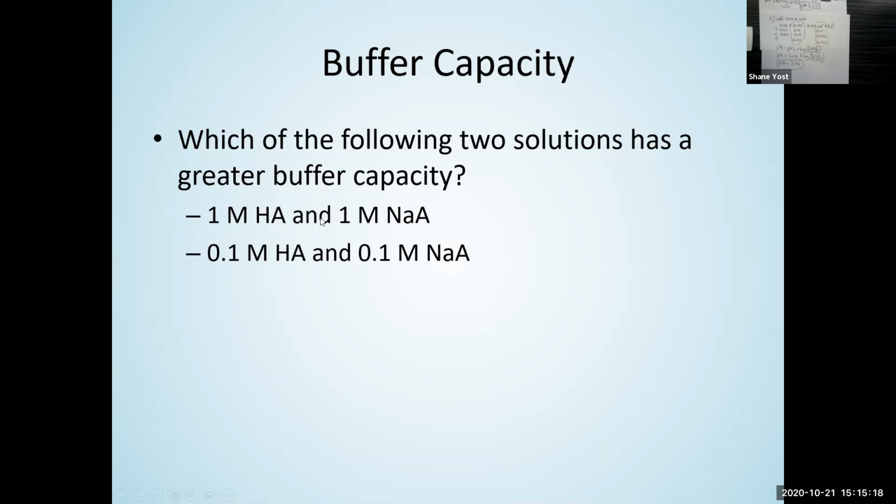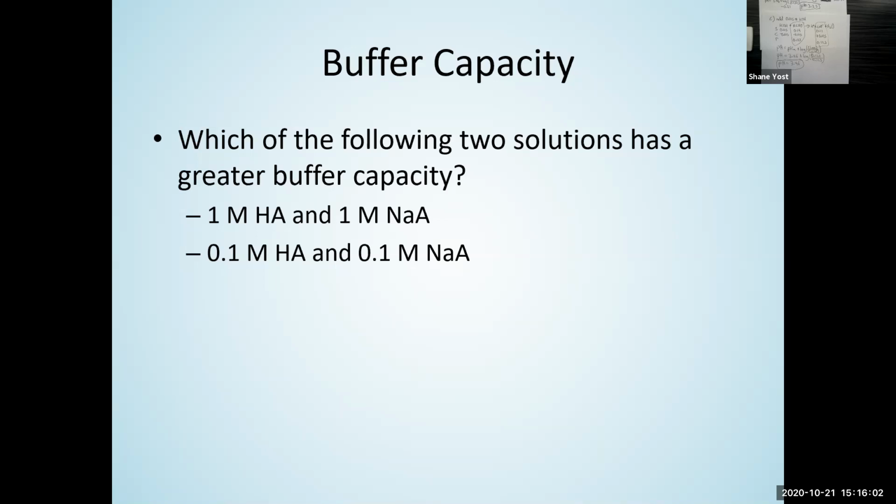This first solution is going to be the buffer with the greater buffer capacity, just because it has more conjugate acid and conjugate base pair. Because if I have 1 molar HA, that means I can potentially react up to 1 molar of a strong acid, while if I only have 0.1 molar HA, then I can only react up to 0.1 molar of a strong base. So the more weak acid and conjugate base that you have, the more strong acid or strong base you can add to the solution before the pH changes drastically. And so we call that having a greater buffer capacity.